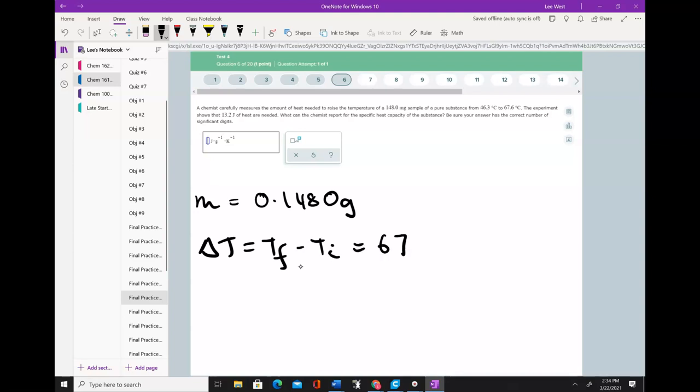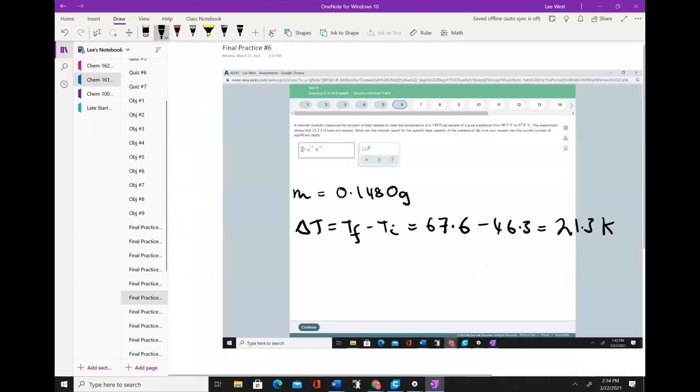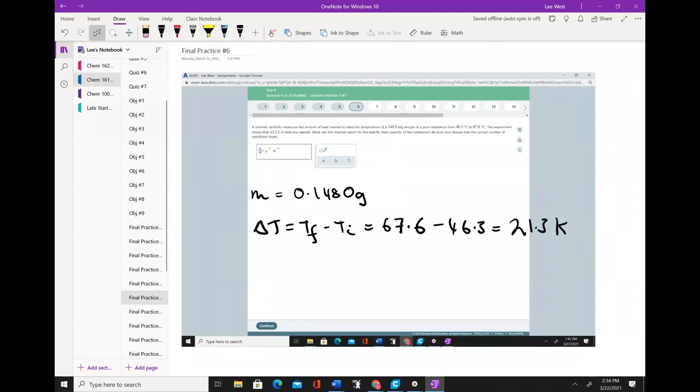So delta T is always T final minus T initial. So in this case, we're going up to 67.6 from 46.3, and that's going to be in Kelvin or Celsius, however you want to describe it, because remember, a change in degrees Celsius is the same as the change in Kelvin units. Okay, so that's my change in temperature, and then it says the experiment shows that 13.2 joules of heat are needed. So Q equals 13.2 joules. Okay, that's all my variables.